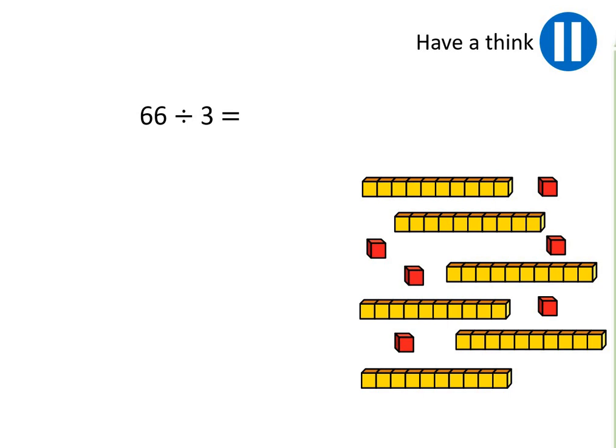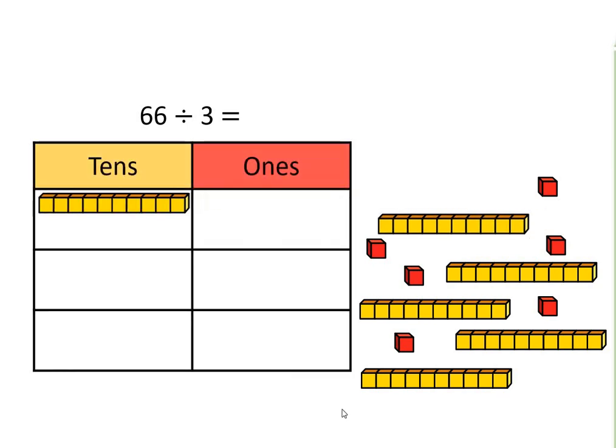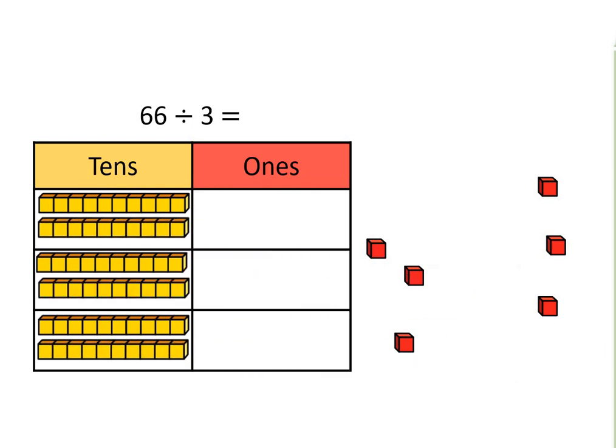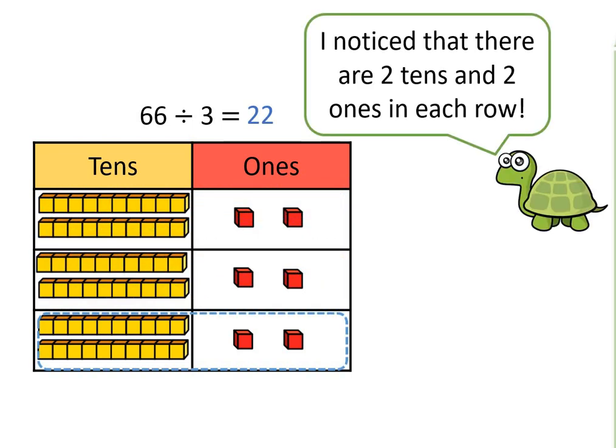The beginning part is a recap on yesterday. There were no exchanges here. What do you think the answer is? Let's have a look. We've got the tens frame and we're going to share them equally. There are 2 tens there. Sharing the ones out, there are 2 ones. You can see that the answer is 22 in each section. And Tiny says that he noticed that there are 2 tens and 2 ones in each row.